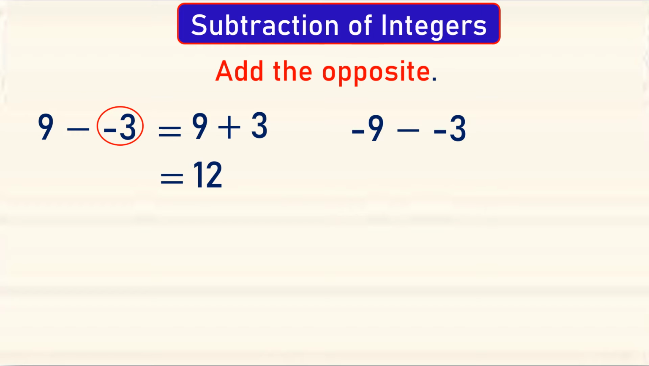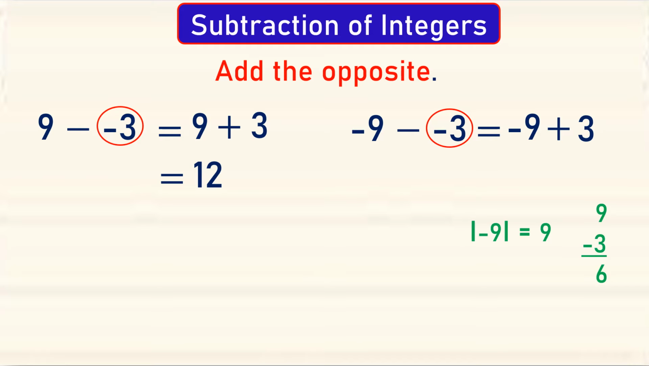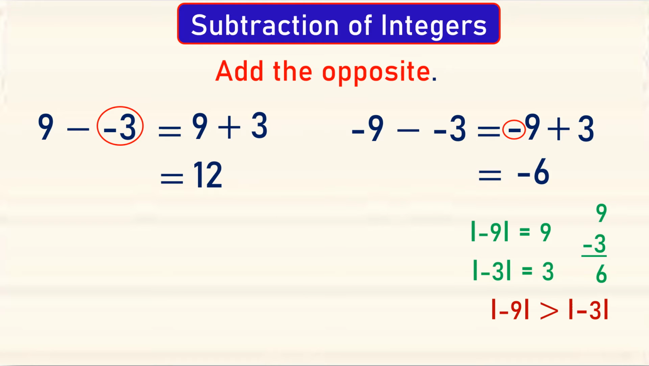Now, let us have negative 9 minus negative 3. In here, copy negative 9, and then add, change subtraction to addition, then get the opposite of your negative 3, which is positive 3. Then follow the rule in adding different signs. So we need to subtract: 9 minus 3 is equal to 6. Then compare the absolute value of negative 9 and the absolute value of negative 3. Since the absolute value of negative 9 is greater than the absolute value of negative 3, we are going to follow the sign of negative 9, which is negative, and then the answer is negative 6.